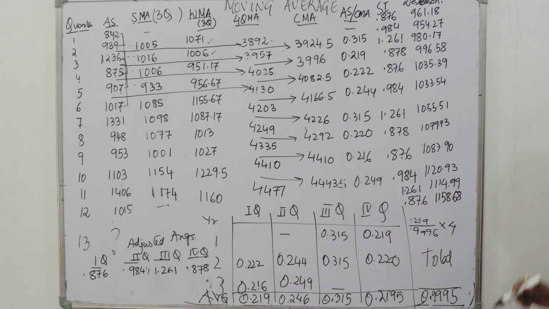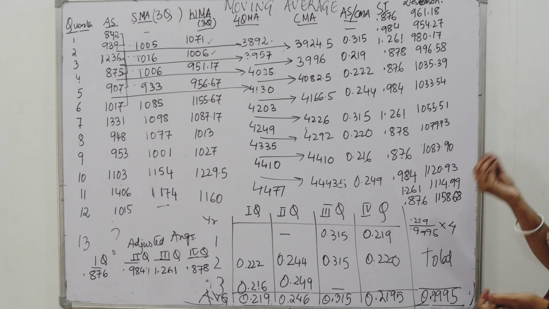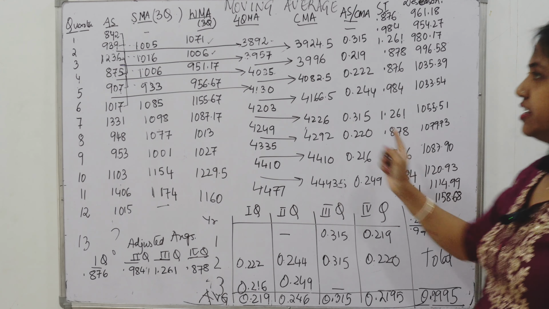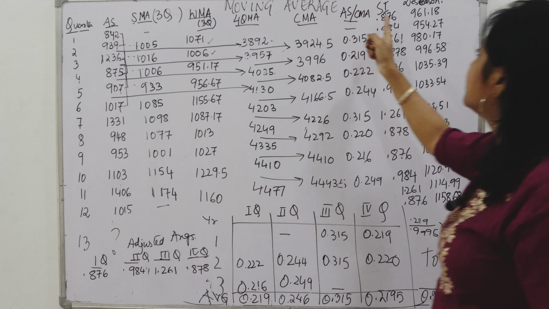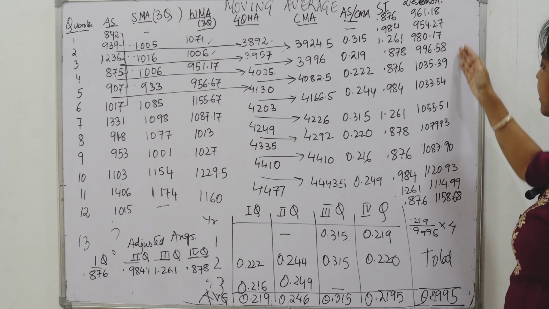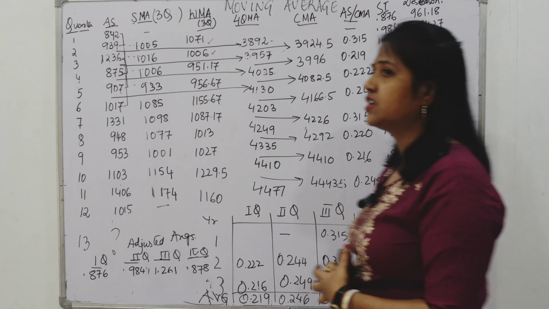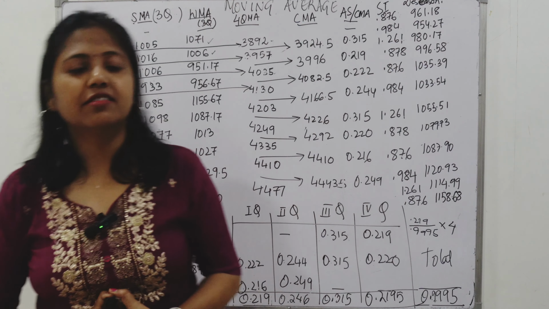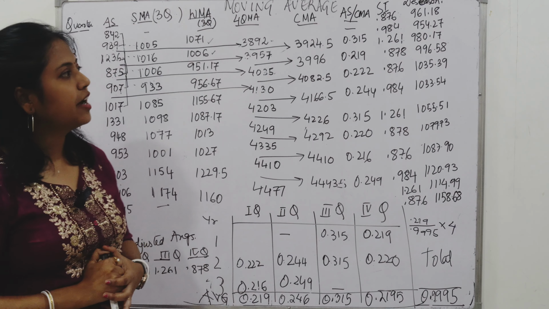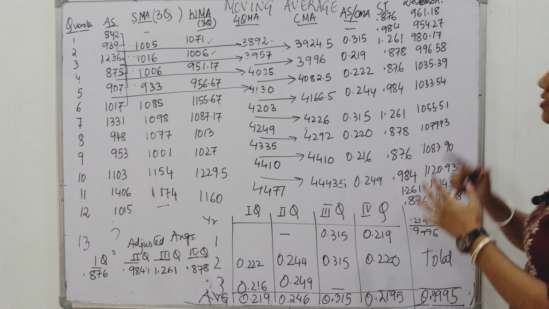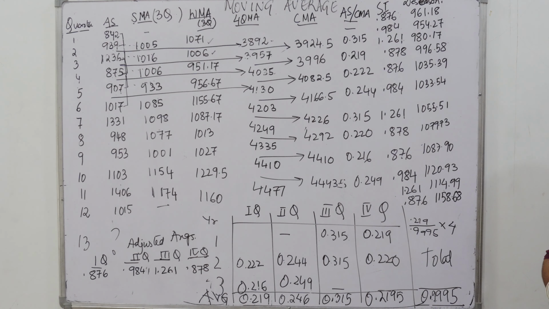Okay, now you will get the de-seasoned data. How will you get the de-seasoned data? You have to divide the actual data by the seasonality index and you will get the de-seasoned data. Right? So if they ask you to find out the de-seasoned value or the seasonality factor, then you have to exactly follow this method.